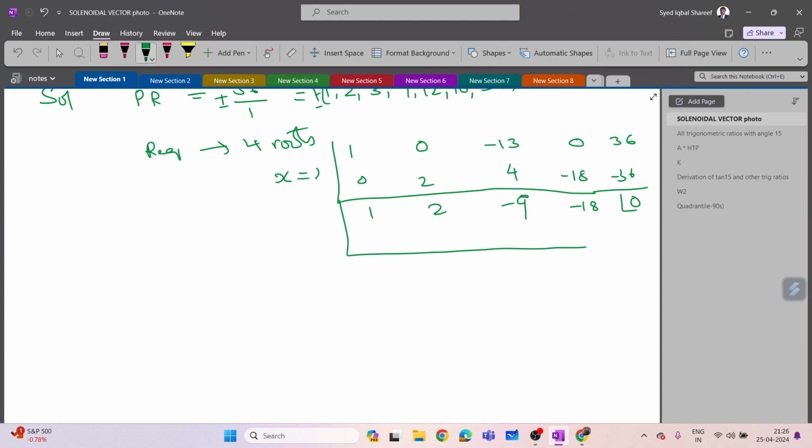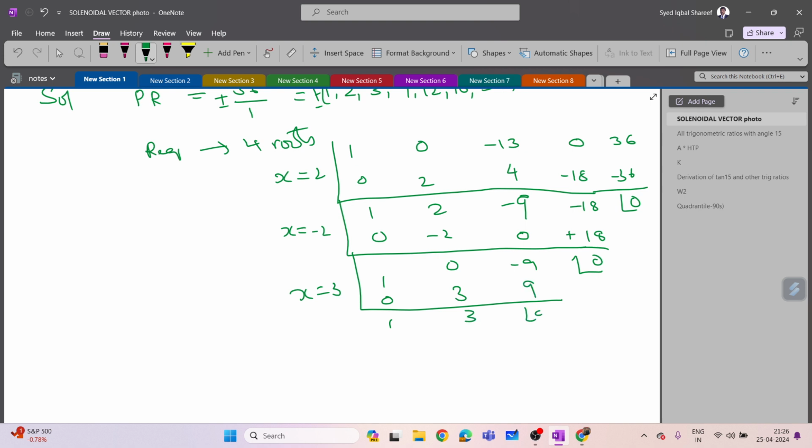So x equal to 2 we have taken. Now I will take x equal to minus 2 and see. Minus 1 times 2, minus 2 plus 2 is 0. 0 times 2 is 0. Minus 9 times minus 2 is plus 18, minus 18 is gone. It is 0. Now take x equal to 3. 1 times 3 is 3. 0 plus 3 is 3. 3 times 3 is 9. Plus 9 minus 9 gone.